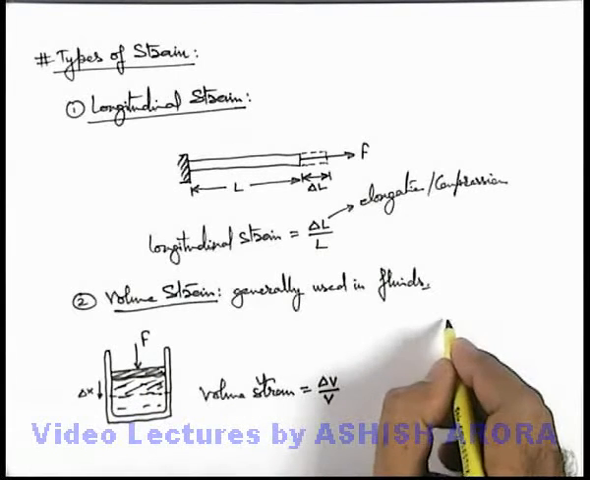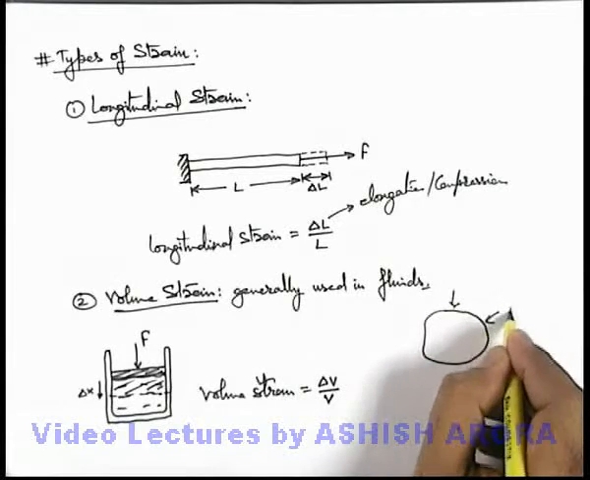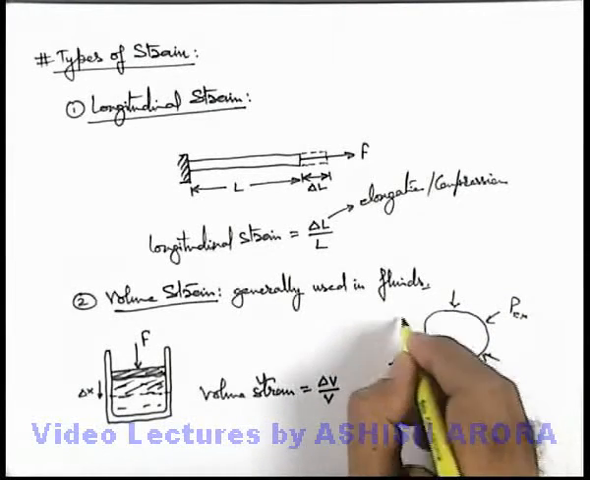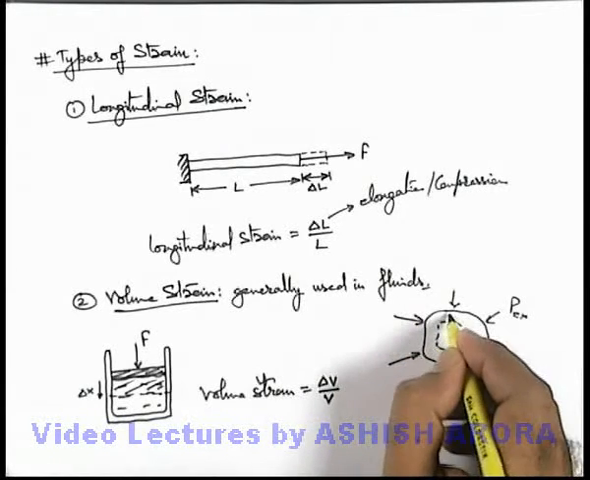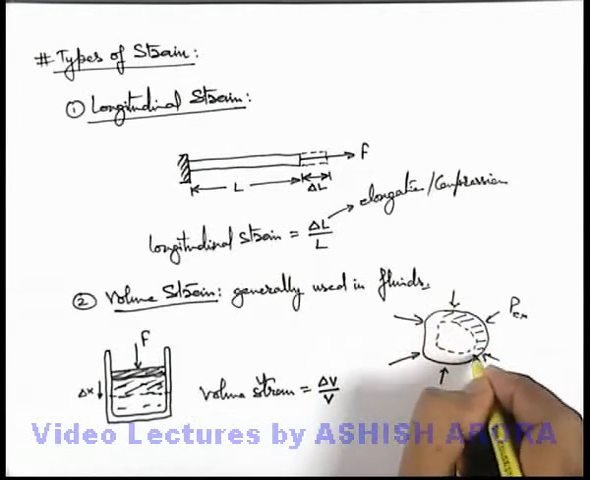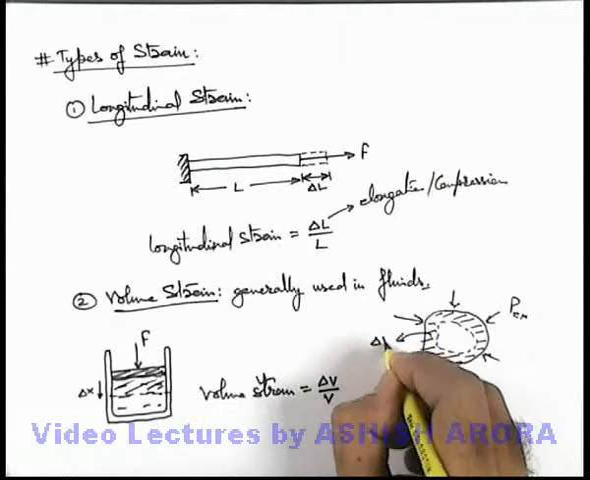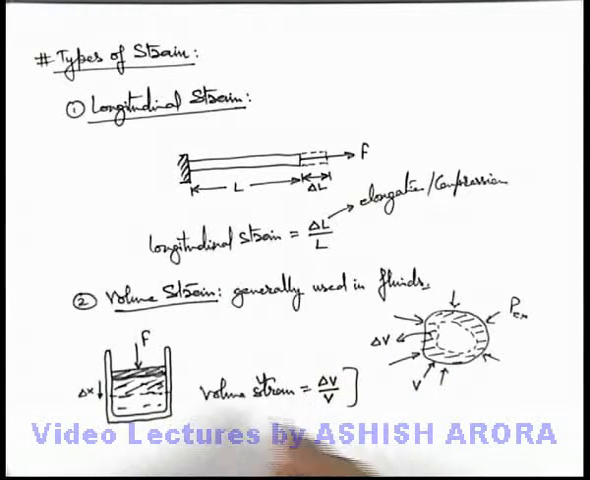Similarly, we can say if there is a fluid body on which from all directions an excess pressure is applied, then due to this excess pressure it may be possible that the size of fluid body will get reduced, and say if there is the decrease in volume of body, say this decrease in volume is delta V and the original volume of body was V, then volume strain can be defined as delta V by V.